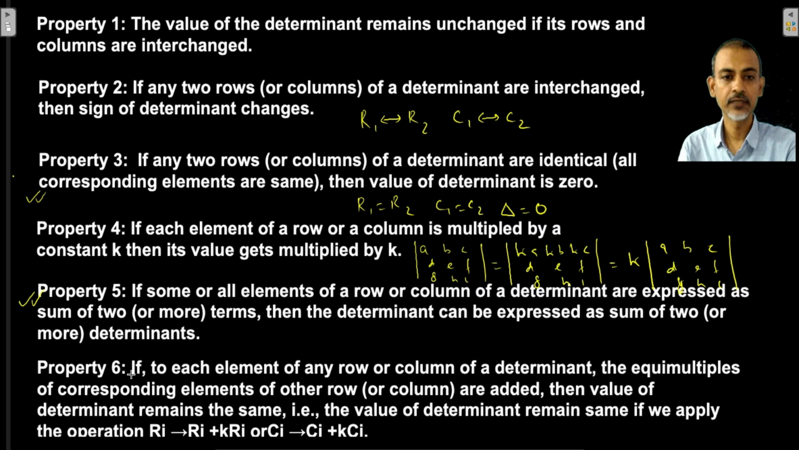The final one says that if to each element of any row or column of a determinant, equimultiples of corresponding elements of another row or column are added, then the value of the determinant remains the same. It is given here that if you are multiplying R1 by k and adding it to R2, the value of the determinant will remain unchanged. This property also we are going to make use of a lot. While I make use of it, I'll come back again over here. Now let's go to the exercise.